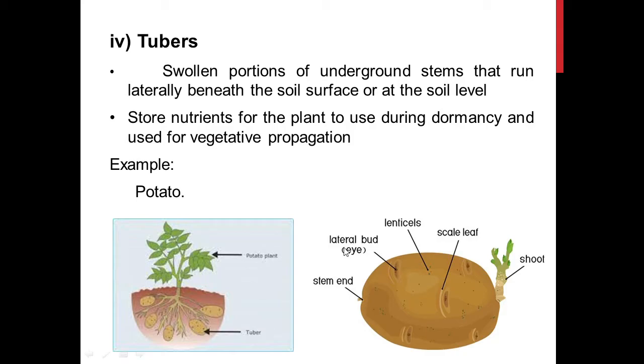Now the tuber. In tuber, lateral branches develop below the ground or at the soil level, and they store food in the tuber. The common example of tuber is potato, and you can easily observe eyes on the potato, and these eyes develop into buds, and these buds then develop into shoots and a new plant develops. So these are useful in vegetative propagation, and in case of dormancy, this stored material provides nutrients to the plant.